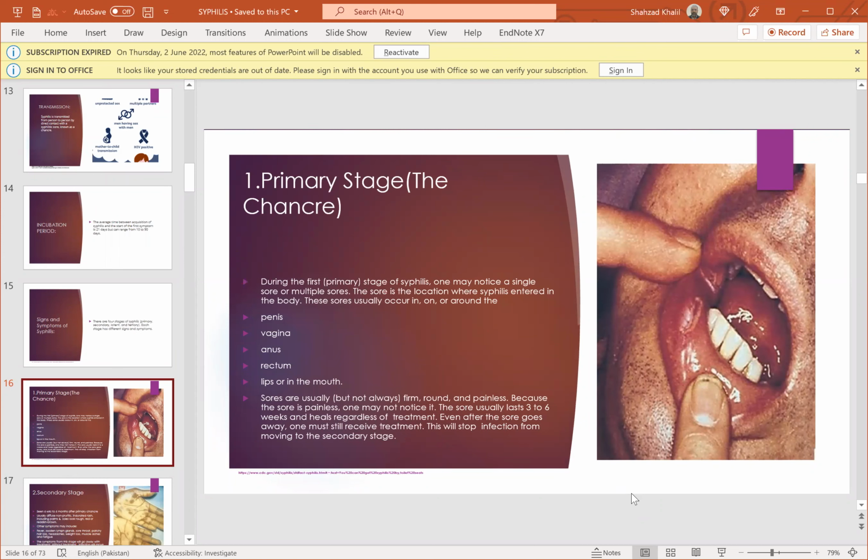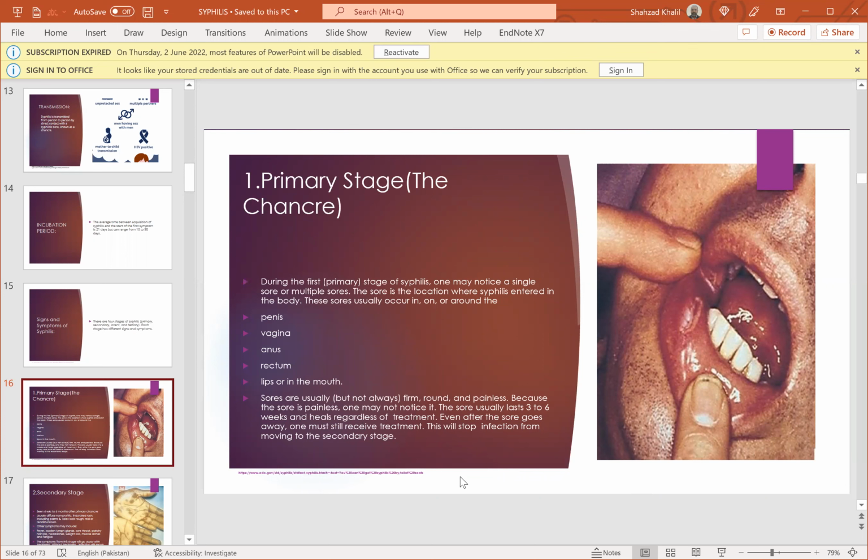Starting with the primary stage, chancre. During the first primary stage of syphilis, one may notice a single sore or multiple sores. The sore is the location where syphilis entered the body. These sores usually occur on or around the penis, vagina, anus, rectum, lips, or in the mouth. Sores are usually but not always firm, round, and painless. Because the sore is painless, one may not notice it.